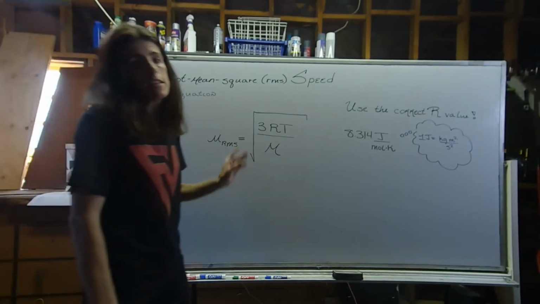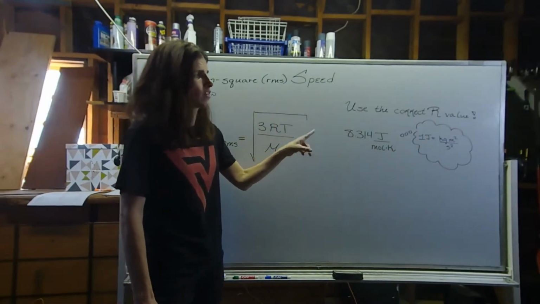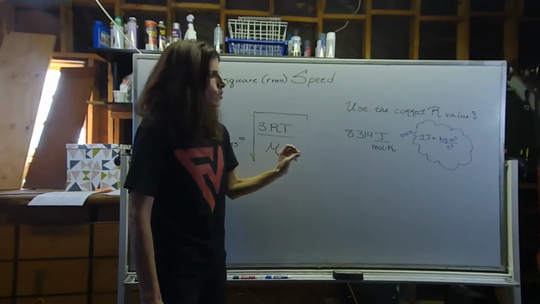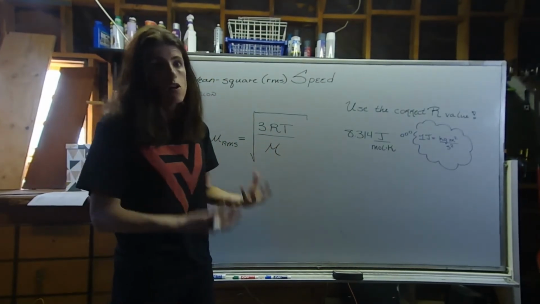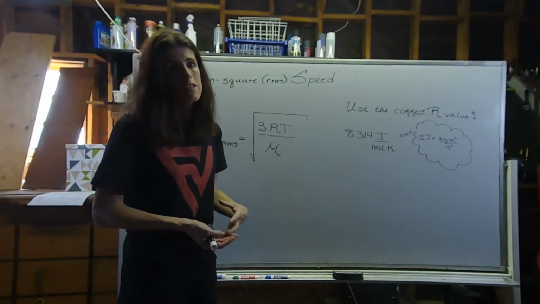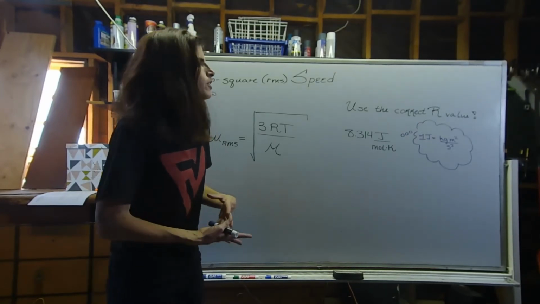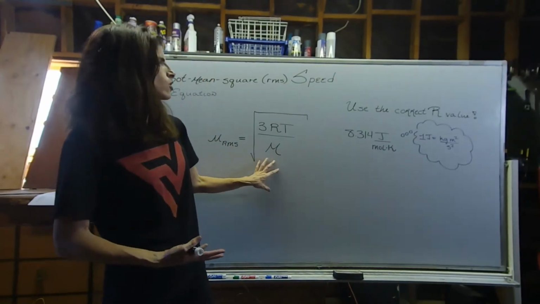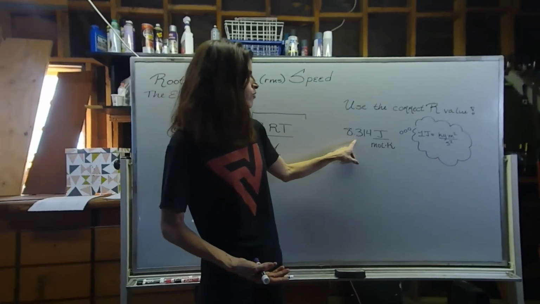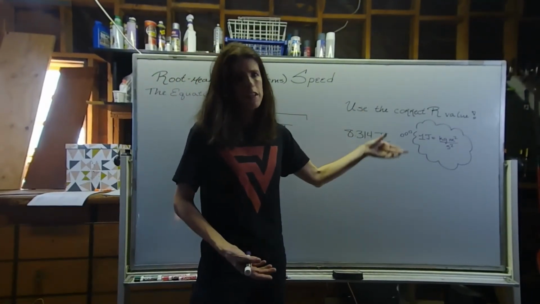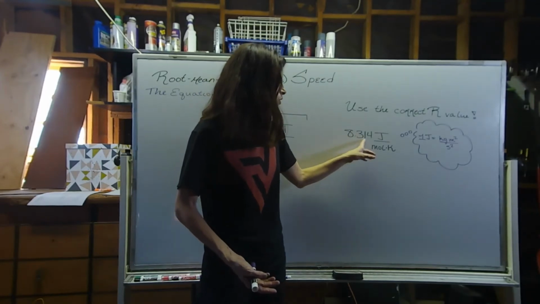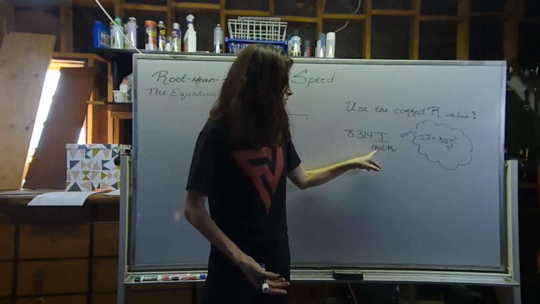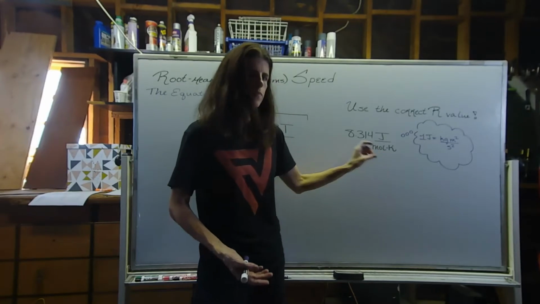One thing is that you want to make sure you're using the correct R value here. So I know we're in the gas law section, and all the R values are known as universal gas constants, but there's so many different ones out there. For this particular equation, you want to use 8.314. There's more digits, but 4 is fine for us. 8.314 joules divided by moles times Kelvin.